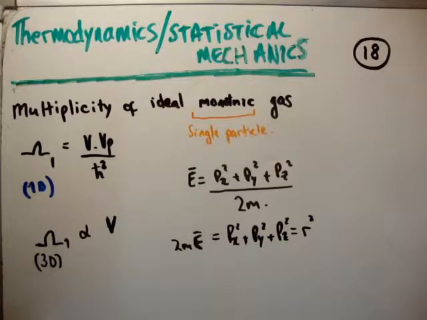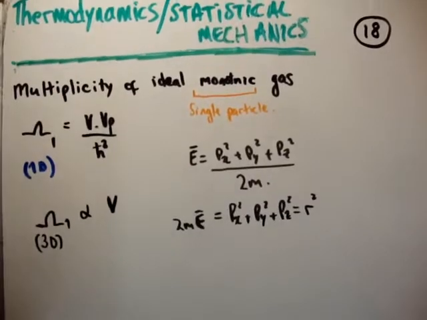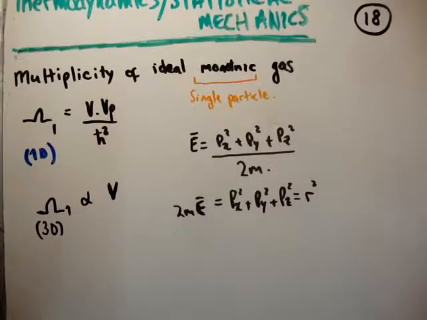So if we want to look at momentum space, the energy of our particle and momentum can be analyzed by looking at the number of momentum states in a volume or surface area in momentum space whose radius is the square root of 2mE.